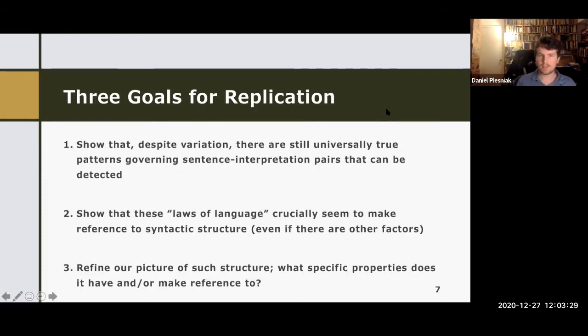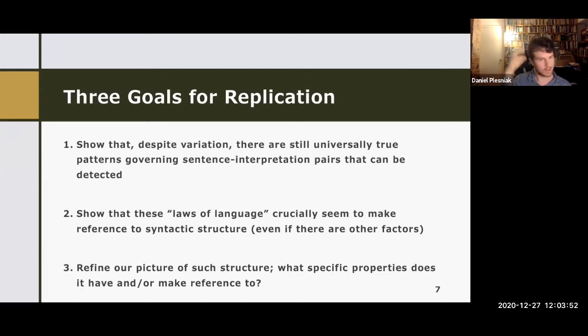So in the face of this variation, we have 3 basic goals. The first is to show that despite the variation, there are still universally true patterns that we can identify that do govern sentence interpretation pairs. These may not be terribly straightforward because, as we've seen, there is this true variability, but we believe we can still find them, and we're trying to find them.